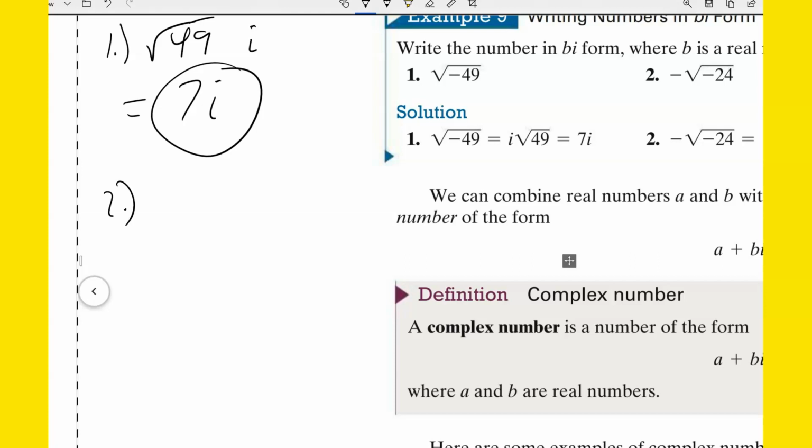Next, negative square root of -24. Well, just put an i with it and just make it be a +24. The negative sign on the outside is still there, so I'm going to put the i there. And now it's just going to be a +24.